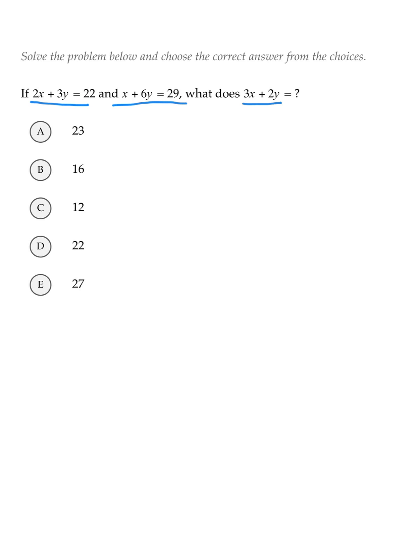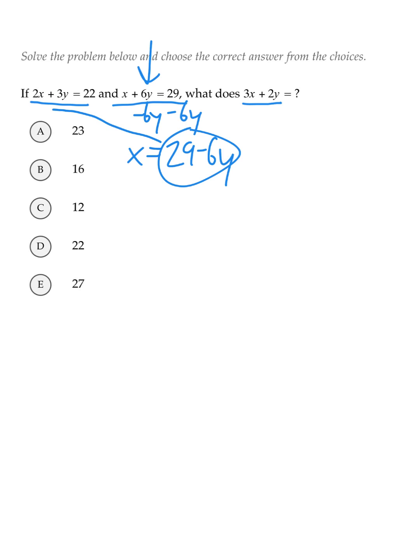So I'm going to start with the simpler of the two equations, which should be the second equation. Because if I subtract 6y from both sides, I see that x equals 29 minus 6y. Now that I know that x equals 29 minus 6y, I can take that value and put it in for x in the other equation, thus creating an equation which only uses y, so then we can solve for y. Let's go ahead and do that.